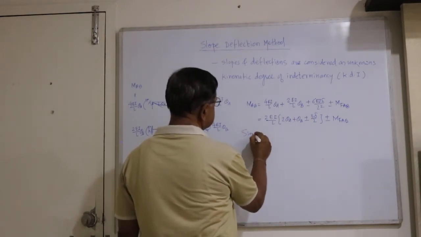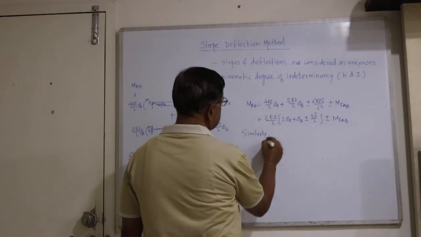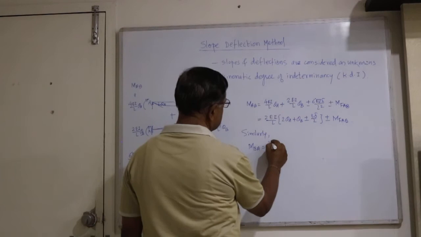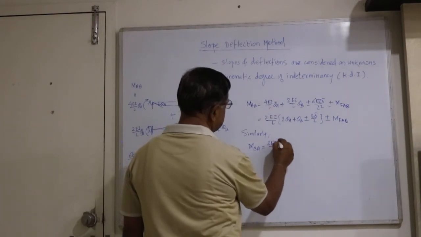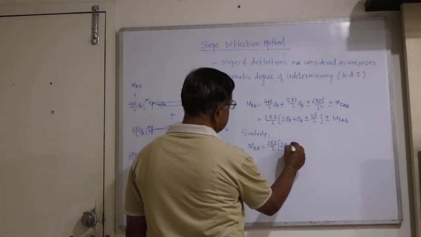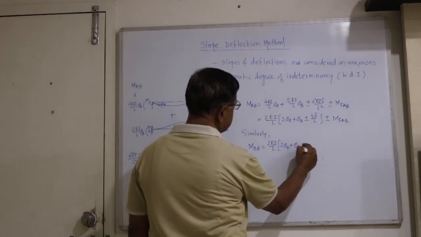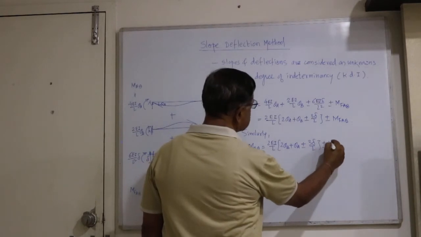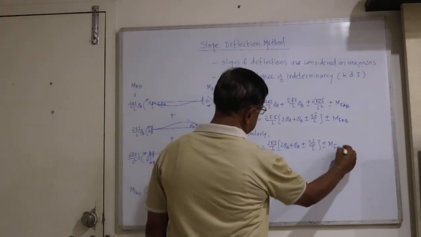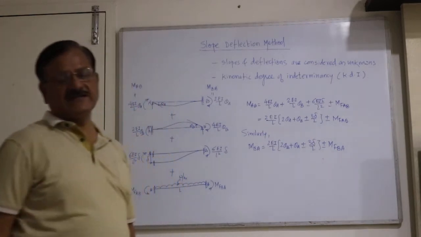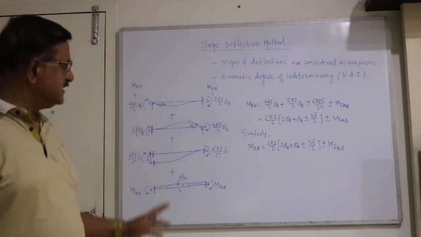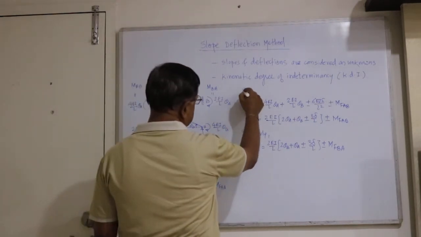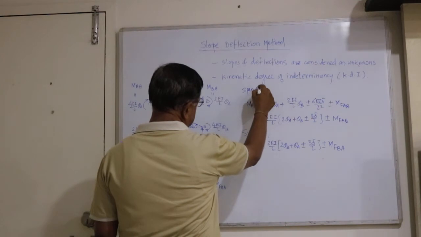Similarly, MBA is equal to 2EI upon L, 2 theta B plus theta A plus or minus 3 delta by L, plus or minus MFBA. So it's very simple to write down the slope deflection equations. So this we have written for span AB.